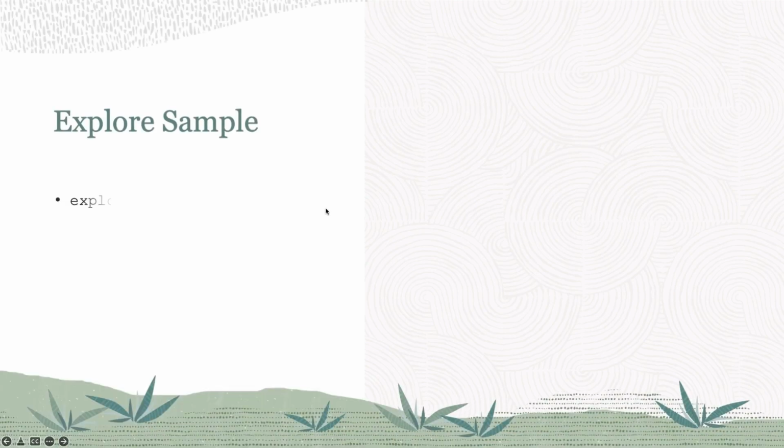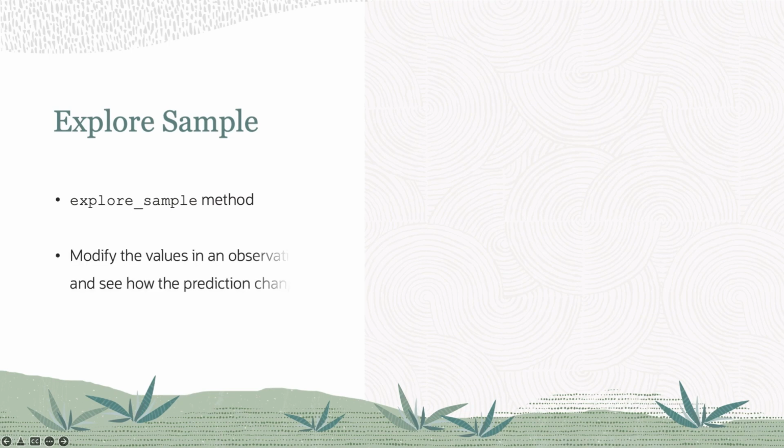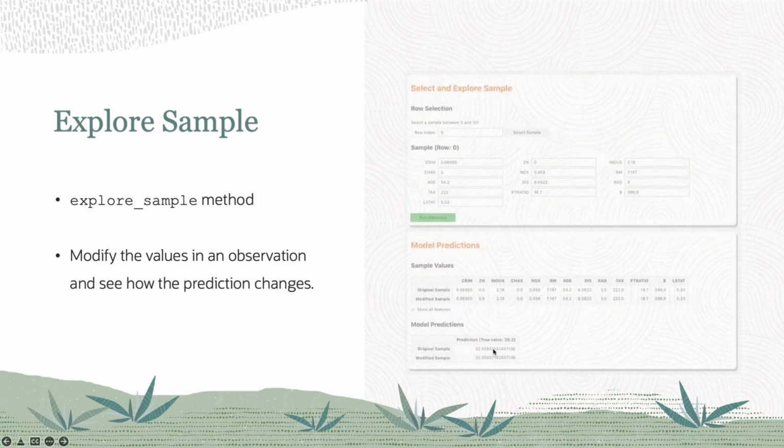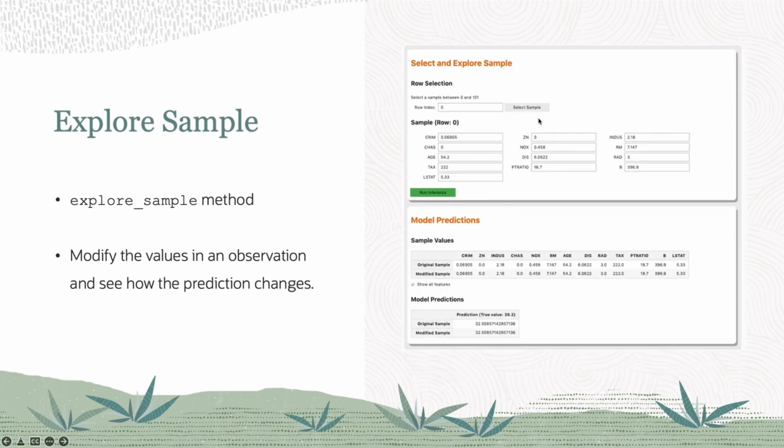Moving on to the explore sample method, when this one is called via explore sample, it opens a GUI that has a single observation. The values of that sample can be changed. By clicking run inference, the model computes the prediction with the updated feature values. The interface here shows the original values and the values that have been changed.